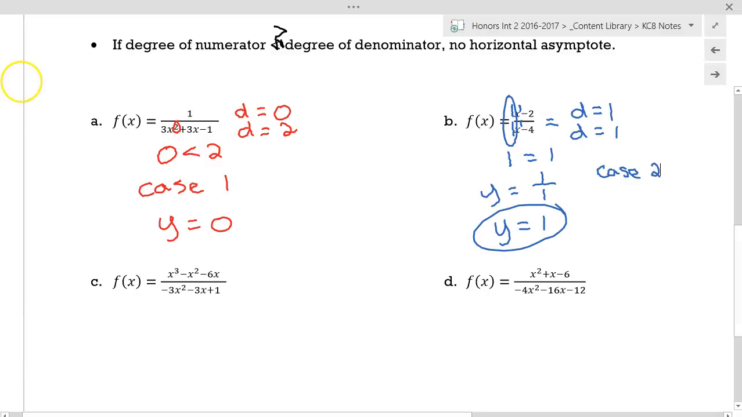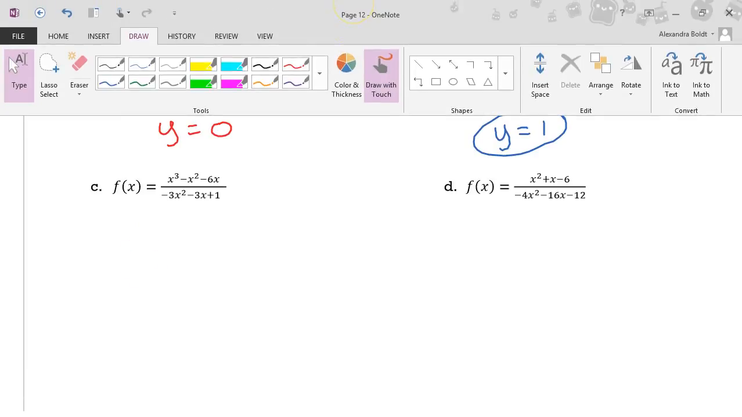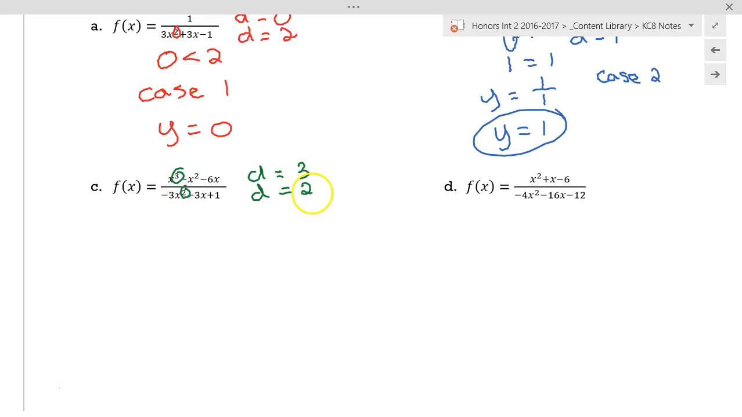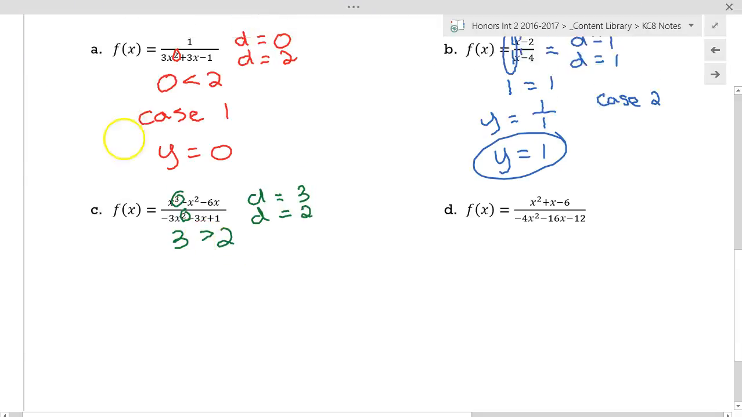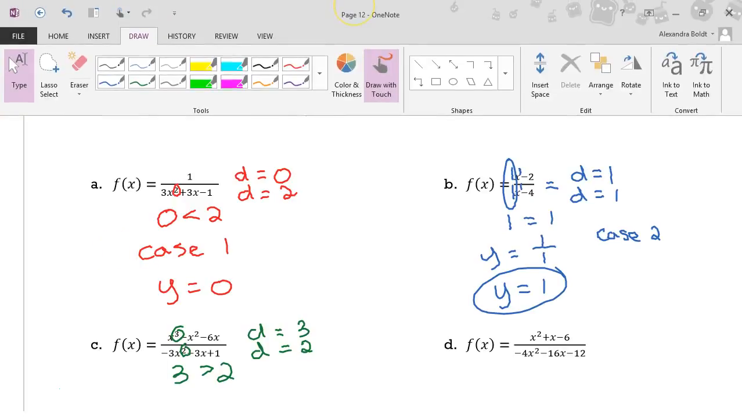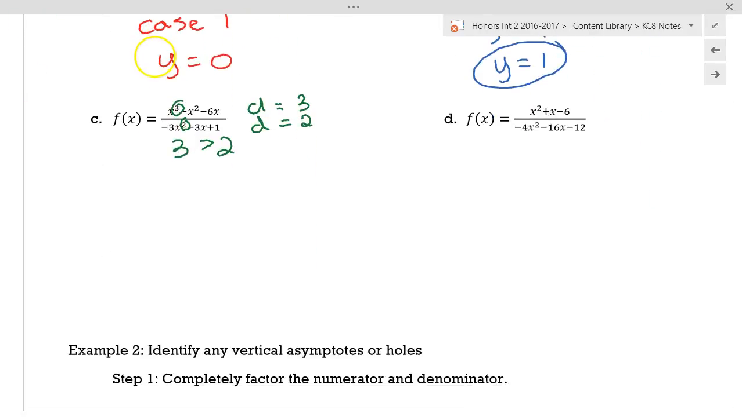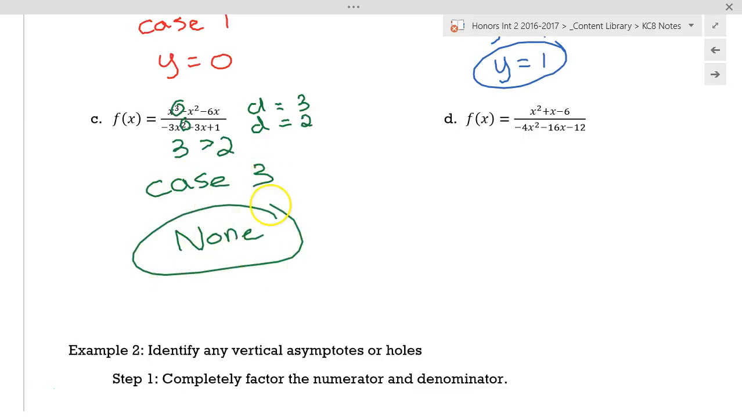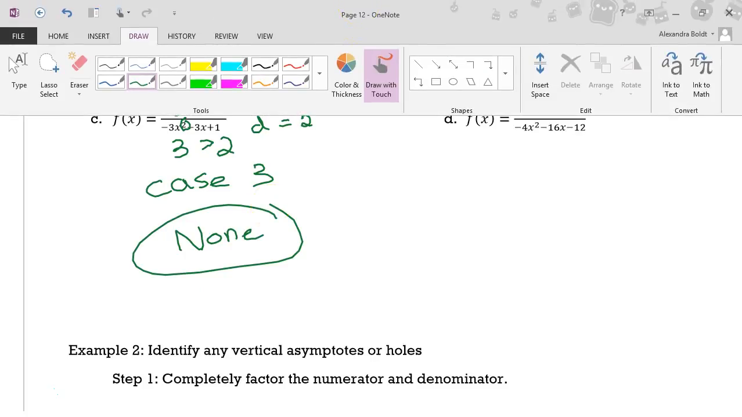Alright, letter C. My degree here, my highest exponent, is 3. My degree here is 2. 3 is greater than 2. Looking at the three cases, if the degree of the numerator is greater than the degree of the denominator, there is no horizontal asymptote. So this is case 3. So, none. Easy enough.